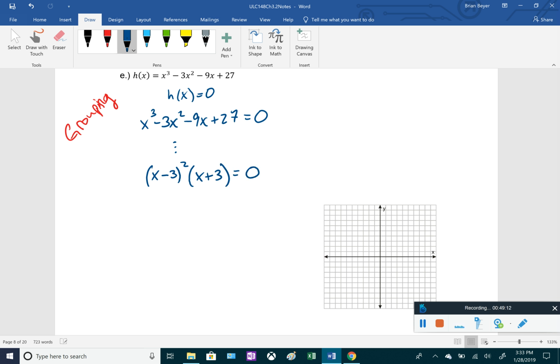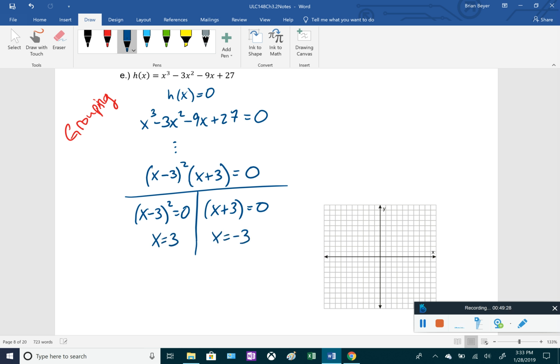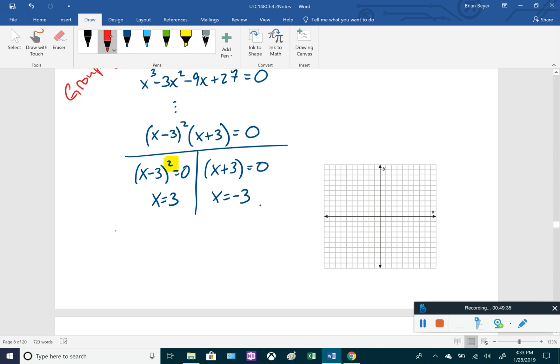I'm going to leave that to you guys to check if you want, to make sure I didn't mess anything up. So we're going to set both of them to 0. From the first one, we get x equals 3. Second one, we get x equals negative 3. For this first one, we have a 2 on the exponent, which is going to give us even multiplicity. X plus 3 is raised to the first, which means odd multiplicity.